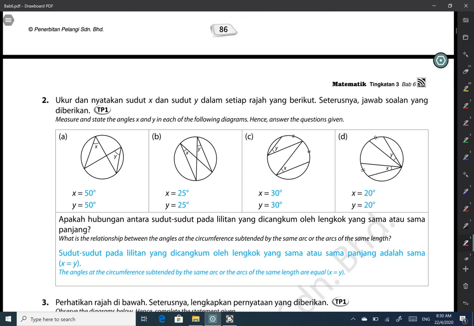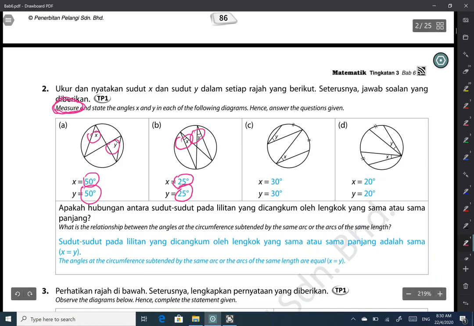Question number two. I just show you the answer, because we just want to study the properties of the circle. Measure and state angles, you can use a protractor. Try to measure out. So you will get X is 50 and Y also 50. You will get X is 25, so your Y also will get 25. This is the same length of the arc, see? This is equal size of the arc. So if your Y gets 30, same arc length, your X also gets 30.